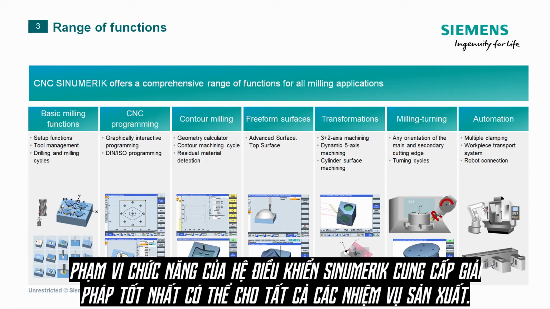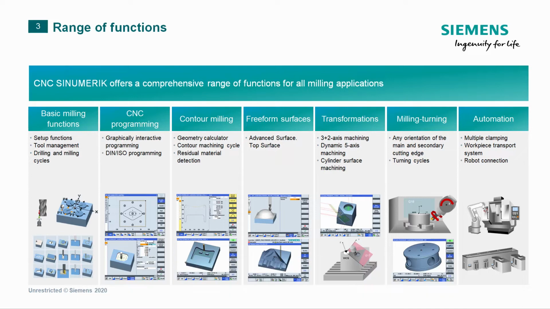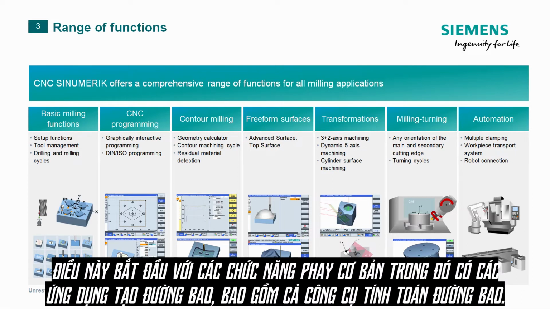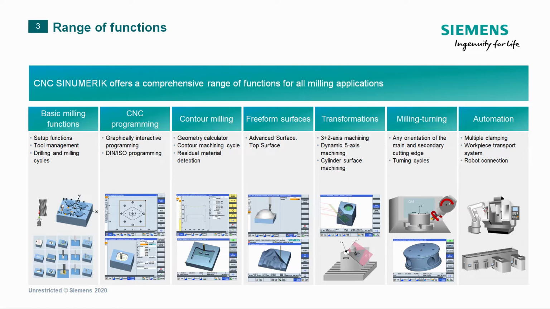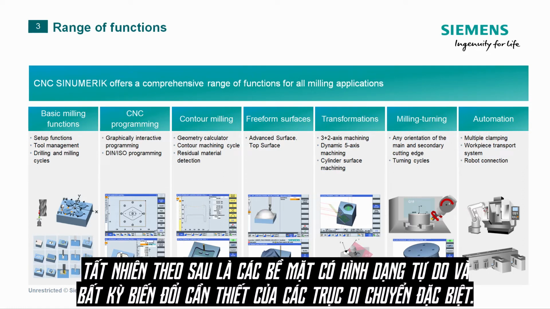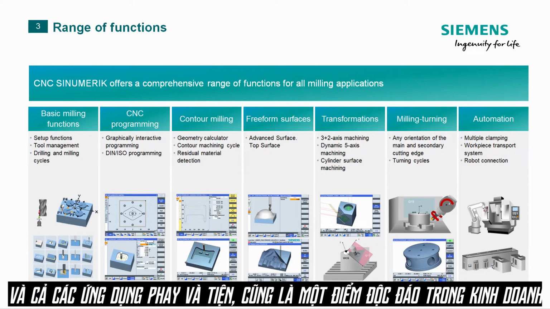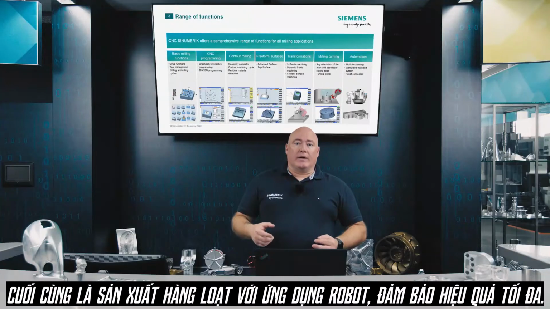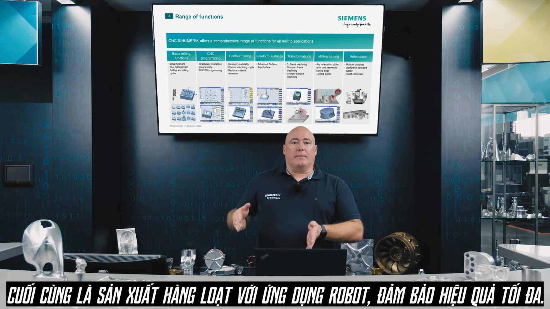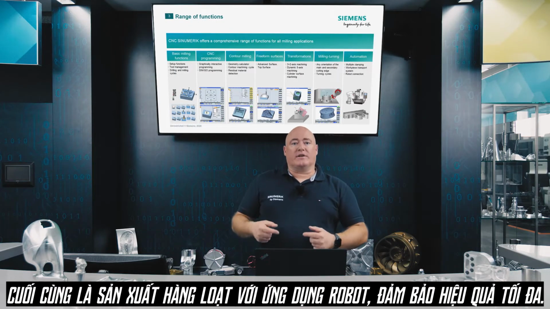The functional scope of the cinemeric control provides the best possible solution for all production tasks. This starts with the basic milling functions. It also covers contour applications, including the contour calculator. Then, of course, free-form surfaces and any necessary transformations of the moving special axes. And also the mill-turning applications, which are also a unique selling point. Finally, mass production with robot applications, which ensures maximum efficiency.